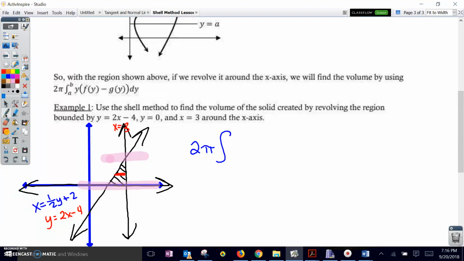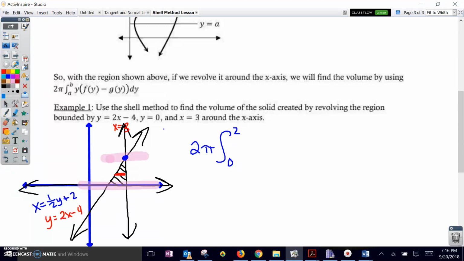The lower limit is going to be 0. The upper limit is whatever the y coordinate is of the intersection point of x equals 3 and the line x equals 1/2 y plus 2. That happens at a y coordinate of 2. And so we're going to integrate from 0 to 2. And now we'll set up our integral.